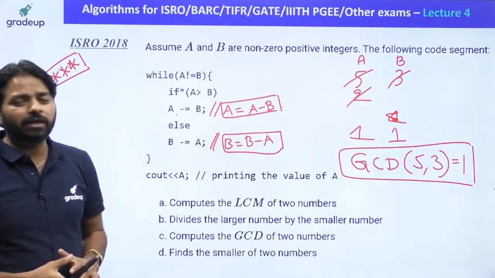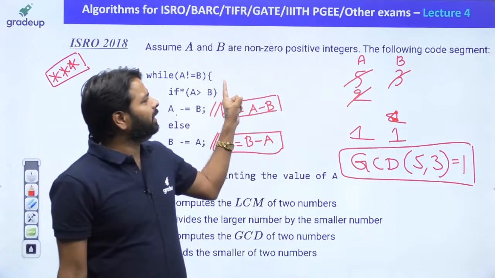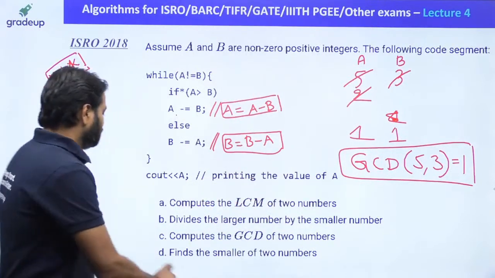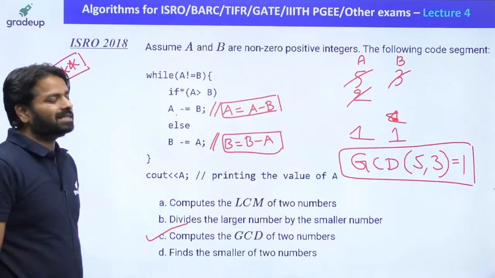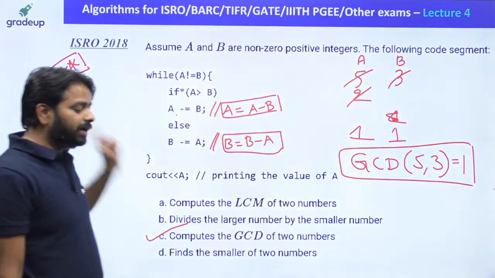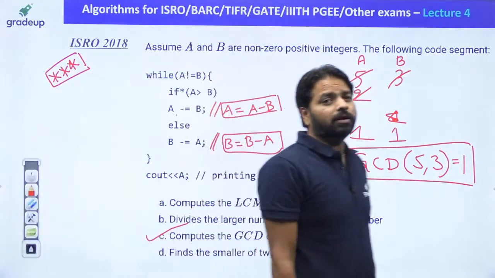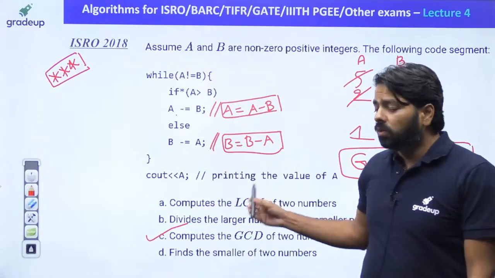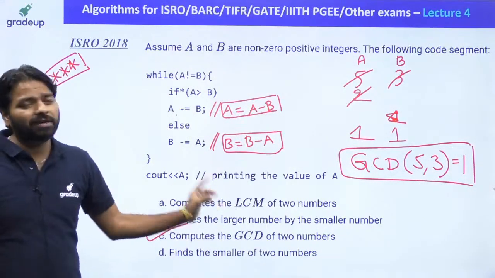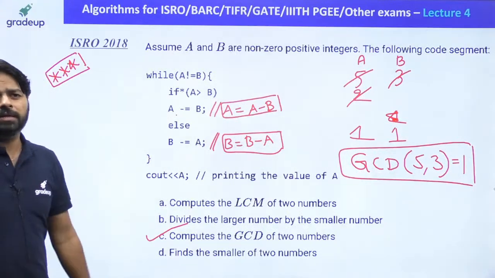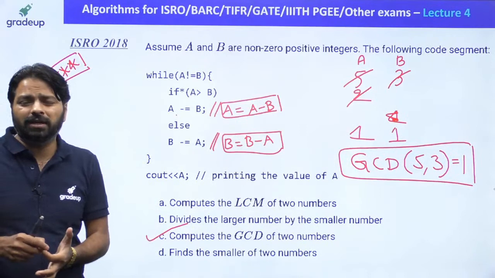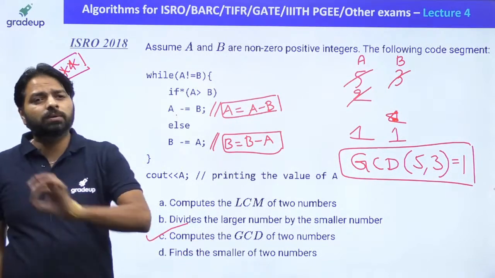GCD of 5, 3. You take any A comma B, which are non-zero positive integers, and you will get a GCD number. Yes, it computes the GCD of two numbers, guys. I'm already saying it is one of the very important concepts for computer science students. If you are going for the written test of the IITs, you might face the GCD concept, because they have very few questions like sorting questions, GCD, prime, factorial. Among these questions, GCD is too important.